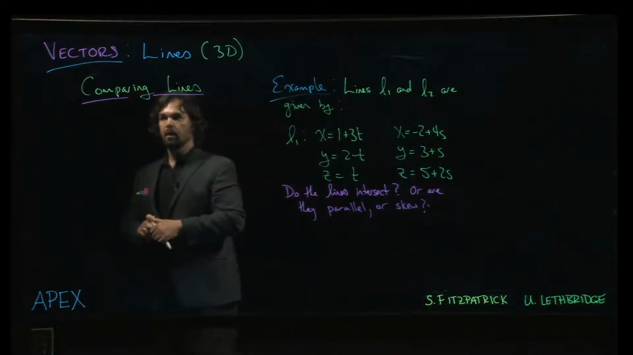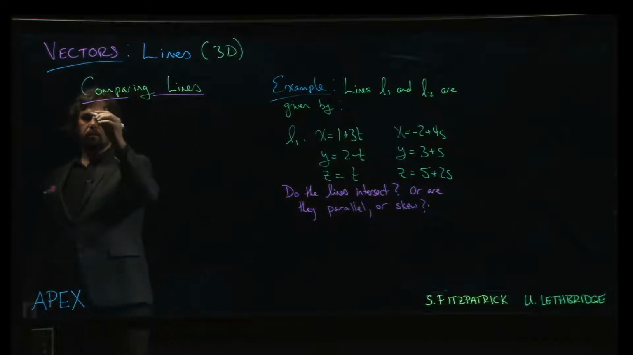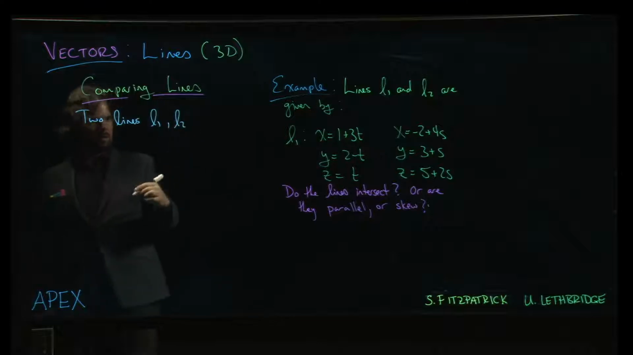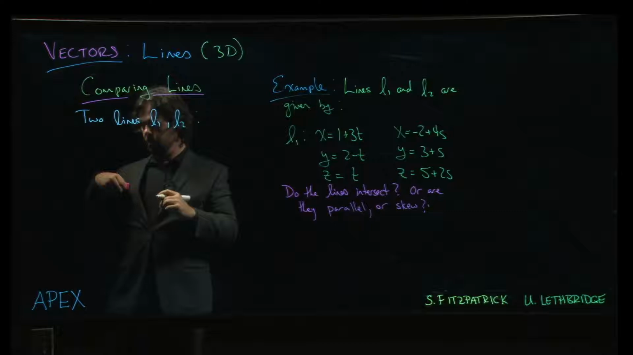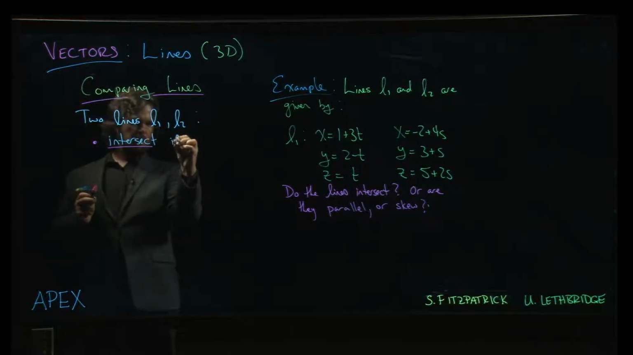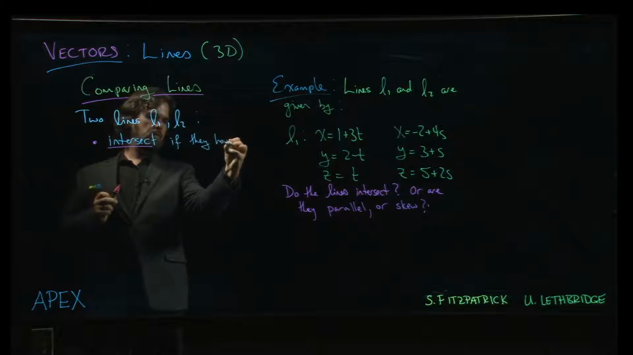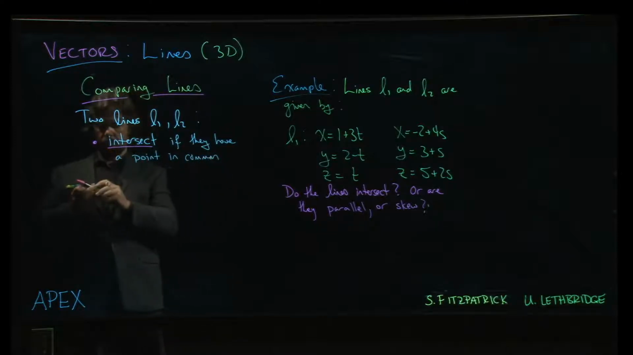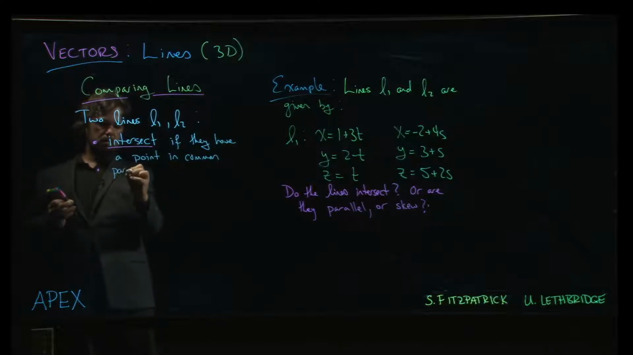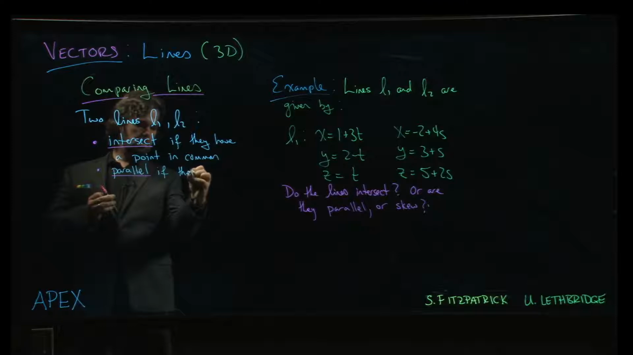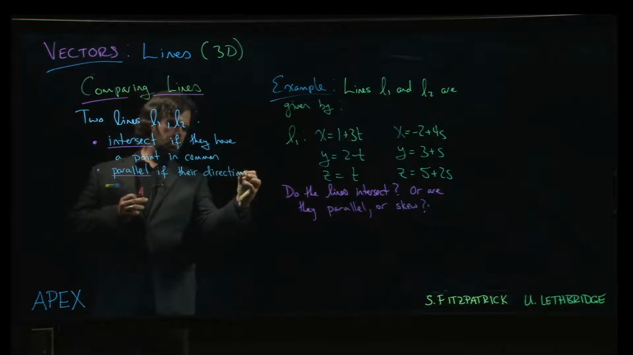Next, we're going to look at ways of comparing lines in three-dimensional space. And so there are three possibilities that come up. Okay? So they will intersect if they have a point in common, they're parallel if their direction vectors are parallel.